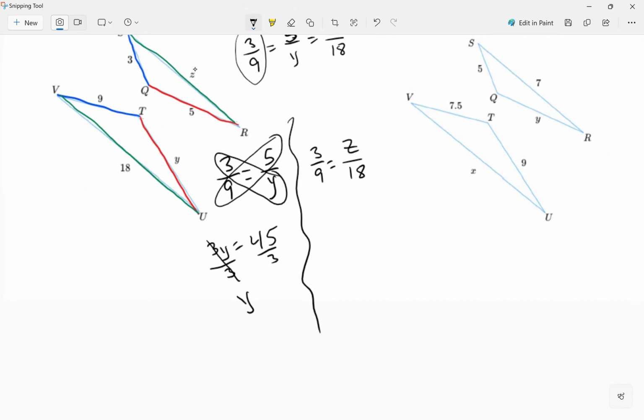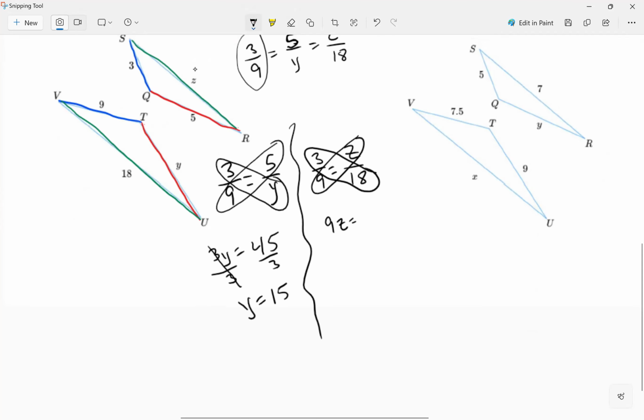That way I get 1y. 45 divided by 3 is 15. So there, I solved for y. Let me solve for z on this other side here. So 9 times z, which is 9z, is equal to 3 times 18. Now 3 times 18 is 54.